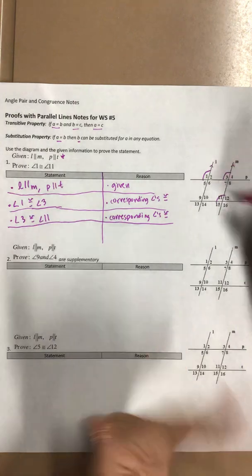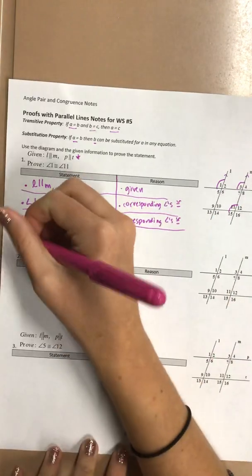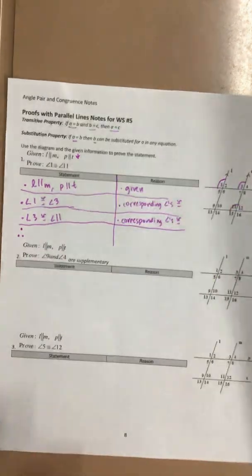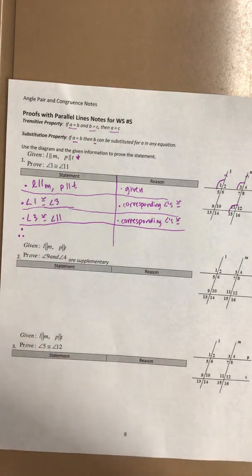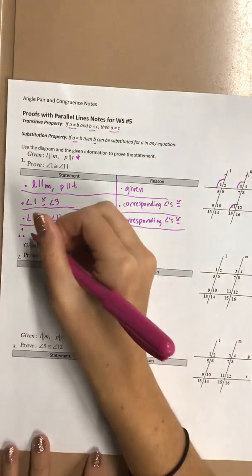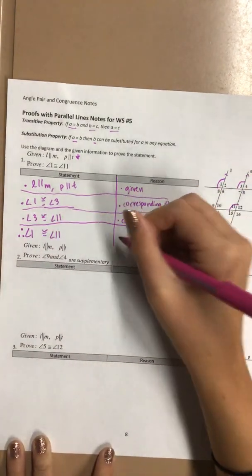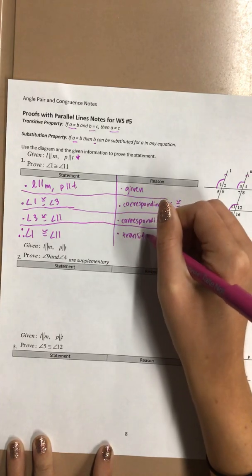Great. I know 1 and 11 are congruent. I have to give my final statement that says that. So when we prove something, we do 3 little dots. That means like therefore. Basically, it means like we proved. And we would say we proved that angle 1 is congruent to angle 11. And our reason for this last step is the transitive property.